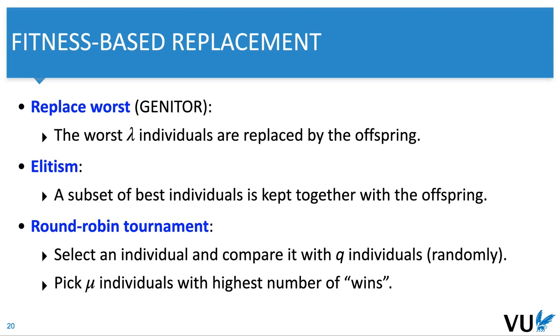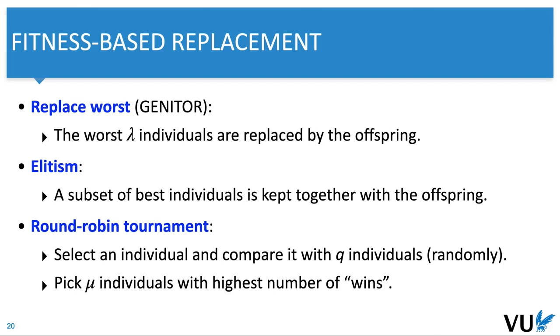A closely related idea is elitism. From epoch to epoch we always keep a subset of the best individuals, and they are always kept together with the offspring. So it's some percentage of the old population. This is to just keep track of the best solutions so far.